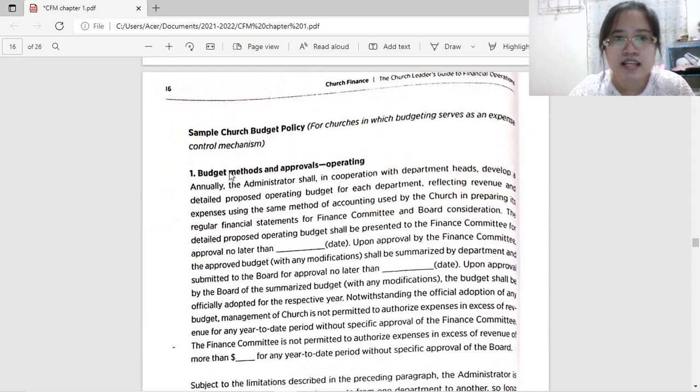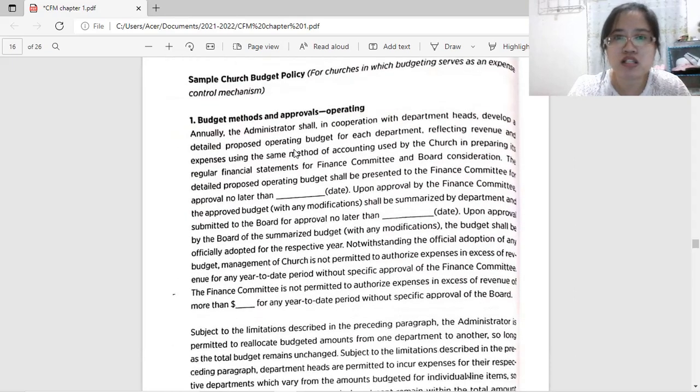Okay, and then on page 16, you have the sample church budget policy, budget methods and approvals. When are you going to prepare the budget? Who would prepare the budget? Who would review it? Who would approve? Or who would you need to discuss the contents with?